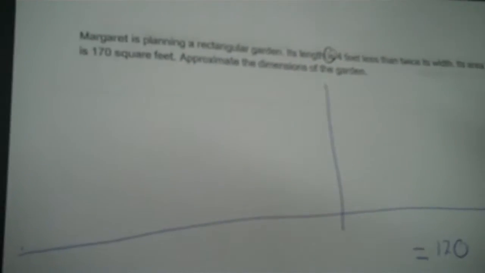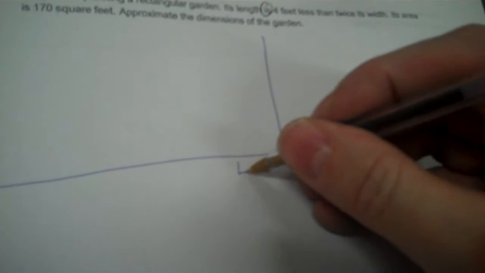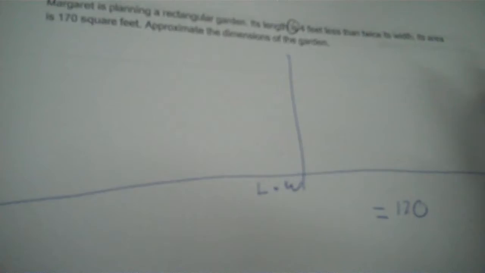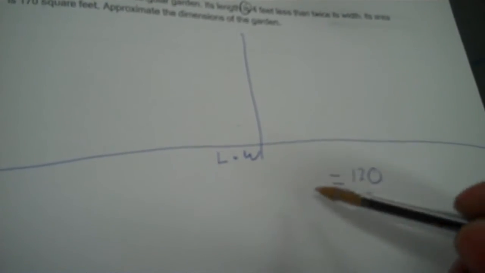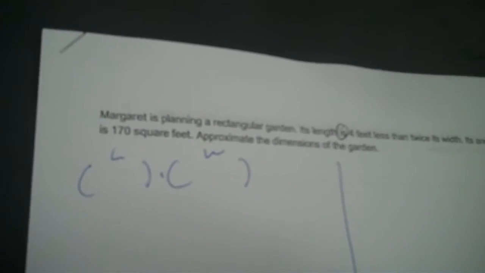Now, you already know what you're going to put on this side of the equals because you know what the area is, 170. Now, we're talking area of a rectangle. That's length times width. Now, I need to write an expression of the length times the width. So I'm going to put right here, length, width. Don't put them in the parentheses because that's not going to get me anywhere.